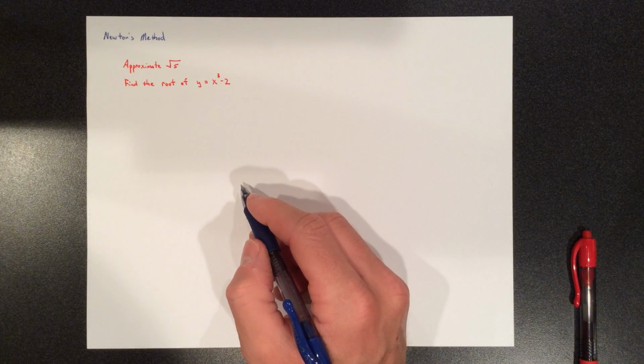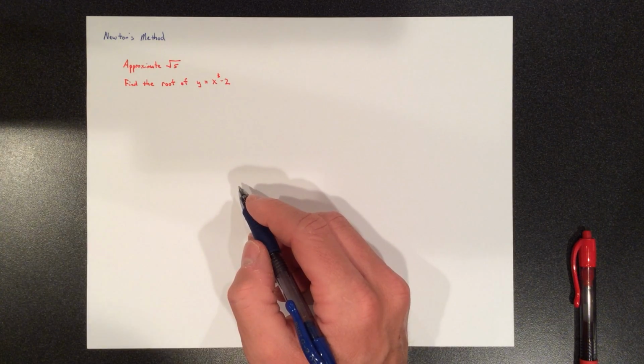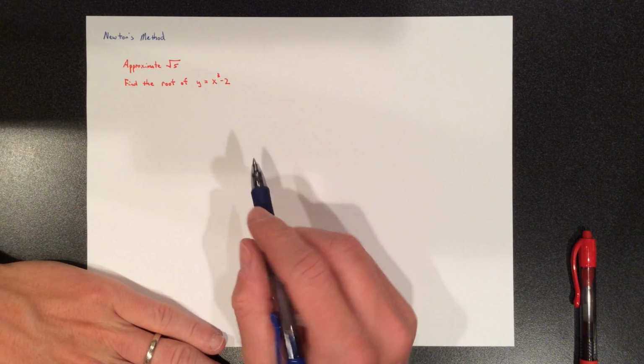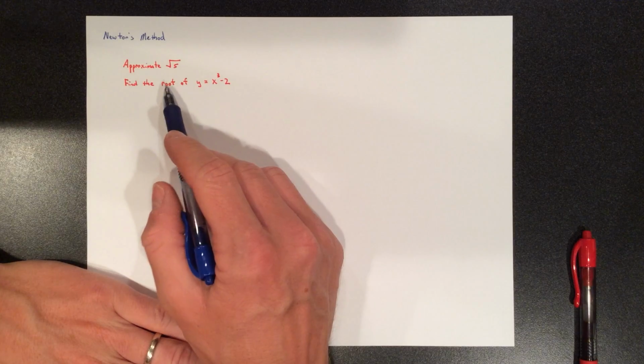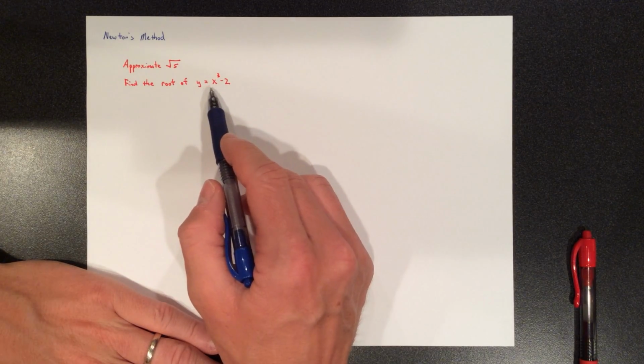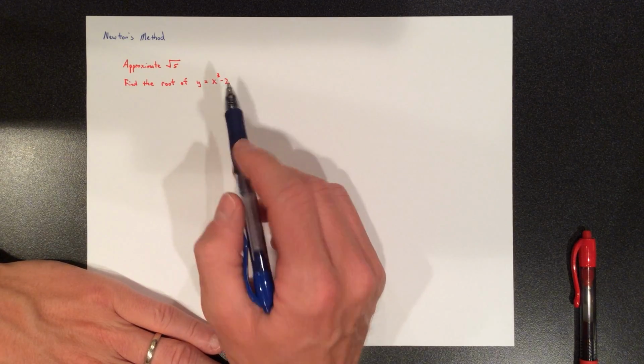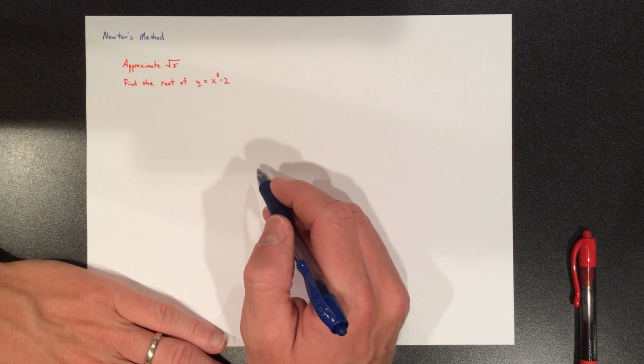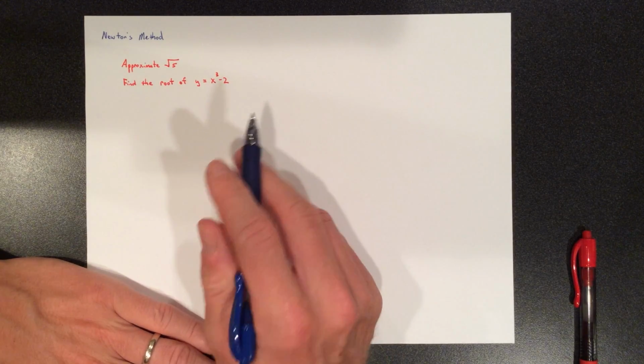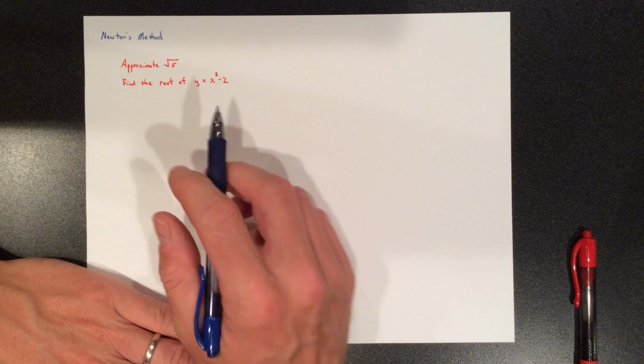Okay, Newton's method. Newton's method is a way to approximate like the square root of 5, or another way to say it, we're going to find the root or the x-intercept of some like y equals x cubed minus 2. Again, pretend you don't have a graphing calculator and you're going old school here. How would you use calculus in order to find that?